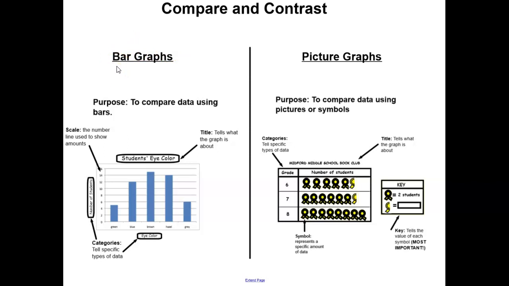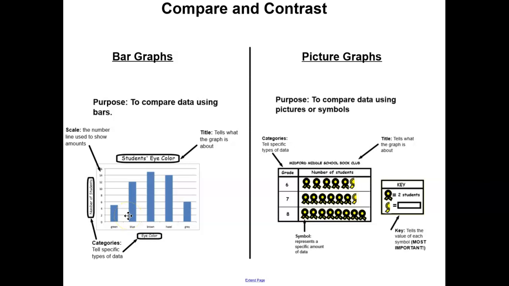I hope that you were able to determine that they're the same because they both have the same purpose. The purpose of both of these is to compare data. The only difference is picture graphs compare data using symbols, and bar graphs compare data using scaled bars. Awesome. How else are they the same?